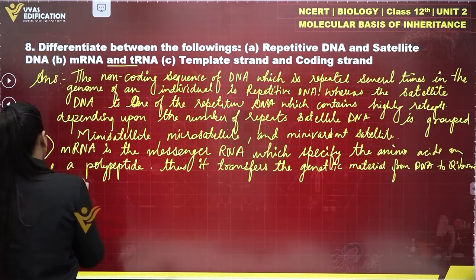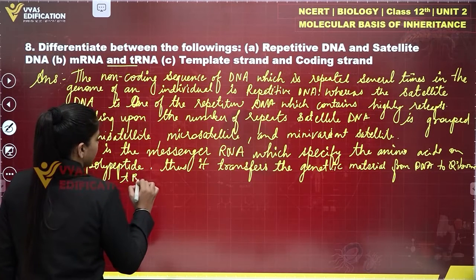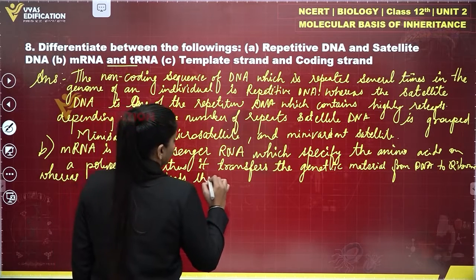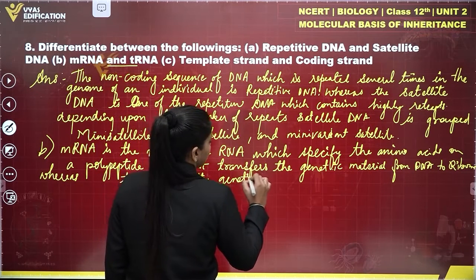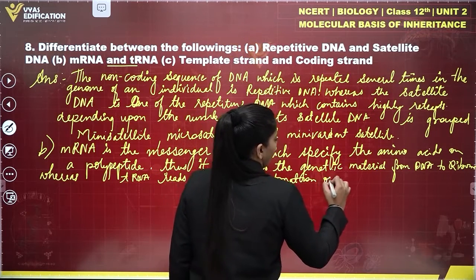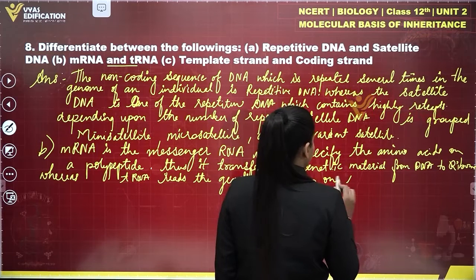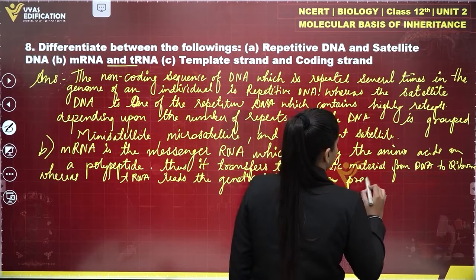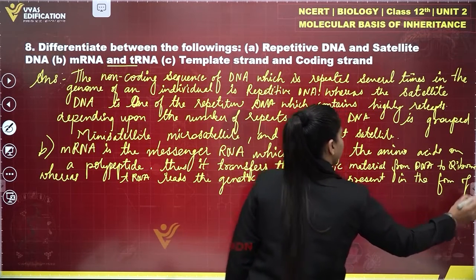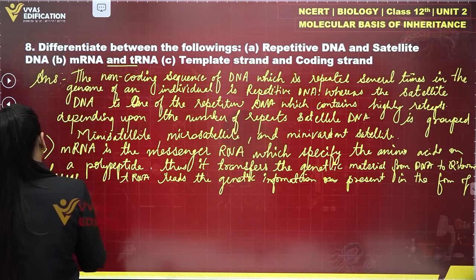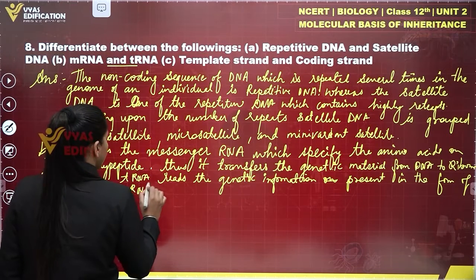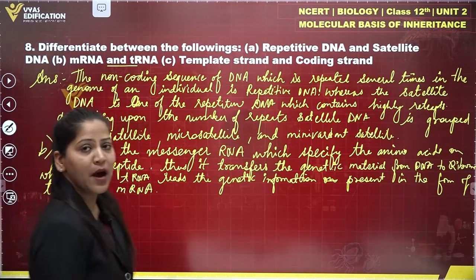whereas tRNA, that means transfer RNA, reads the genetic information which is present in the form of triplets on mRNA. Right? So this is the difference between mRNA and tRNA.